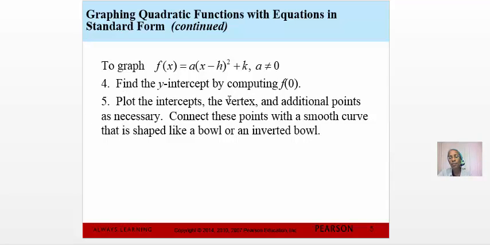Find the y-intercept by computing f of 0. Plot the intercepts, the vertex, and additional points as necessary. Connect these points with a smooth curve that is shaped like a bowl or an inverted bowl.